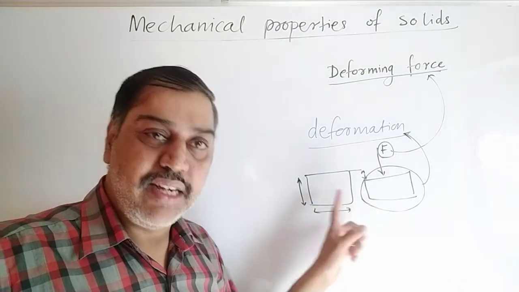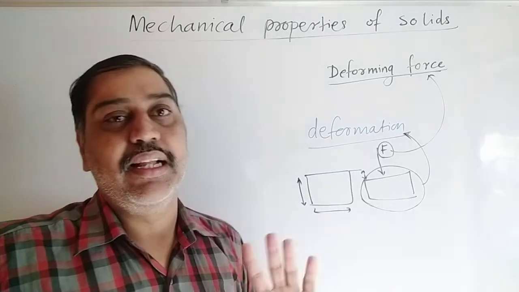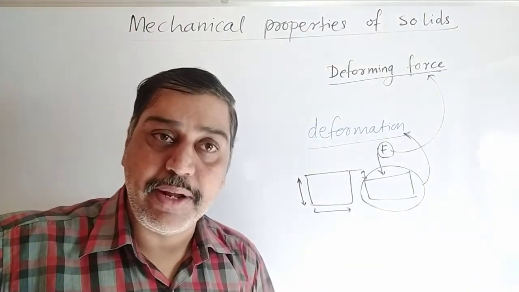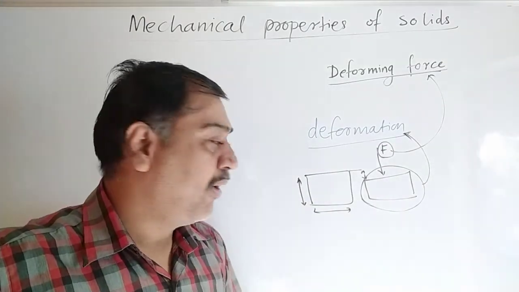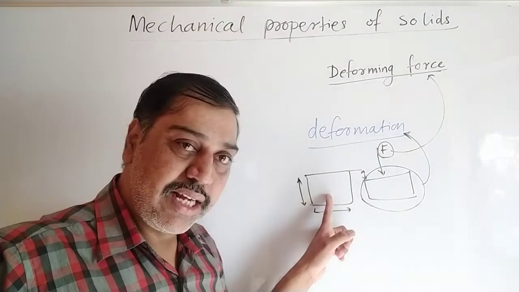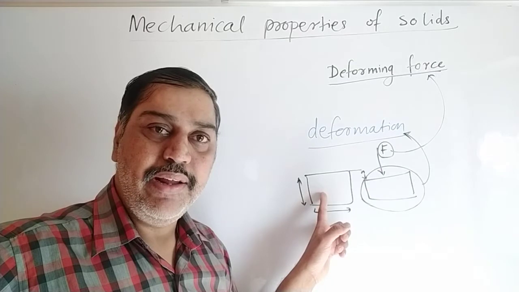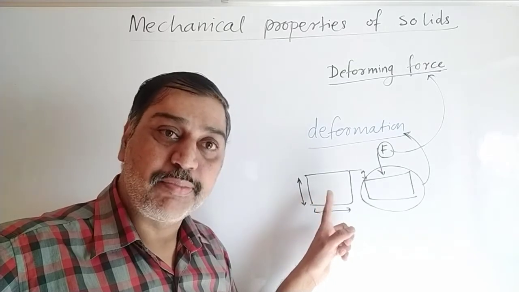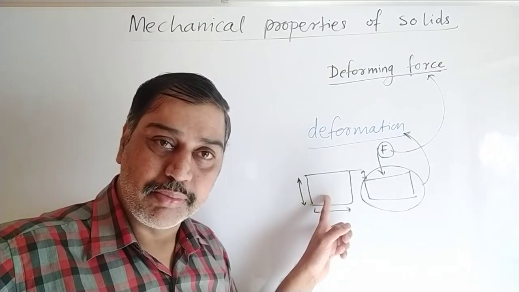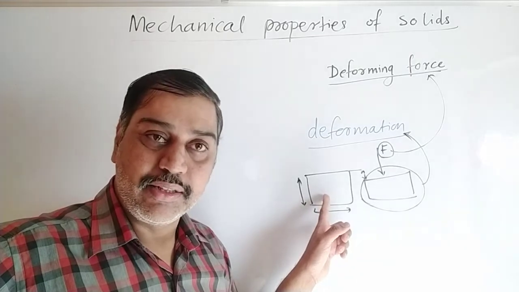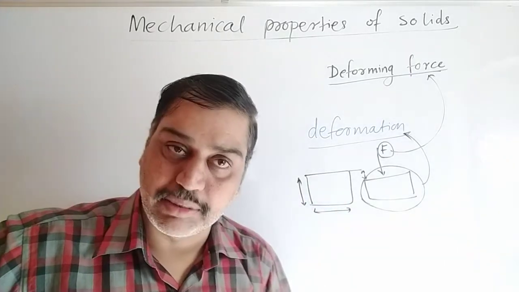If it doesn't regain its original shape and size, then the body is said to be a plastic body. So the phenomenon of regaining the original shape and size of the body after removal of the deforming force is said to be the elasticity of the body. This property is said to be the elasticity of the body, and such bodies are said to be elastic bodies.